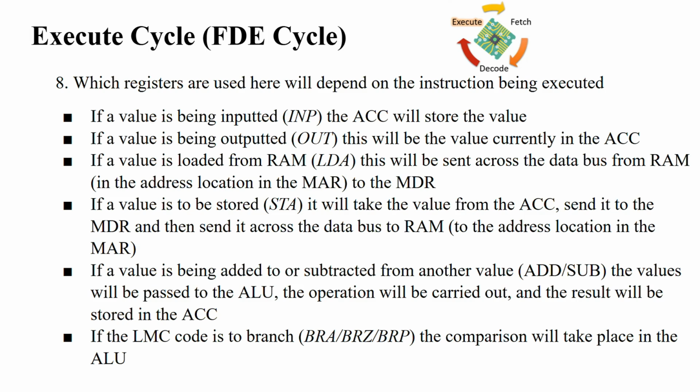If the value is to be added or subtracted from another value, the values will be passed to the arithmetic logic unit, the operation will be carried out, and the result will be stored in the accumulator. If the Little Man Computer code is to branch, any branching, the comparison will take place in the arithmetic logic unit.